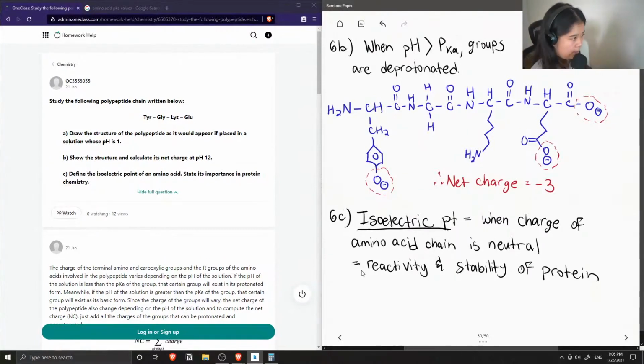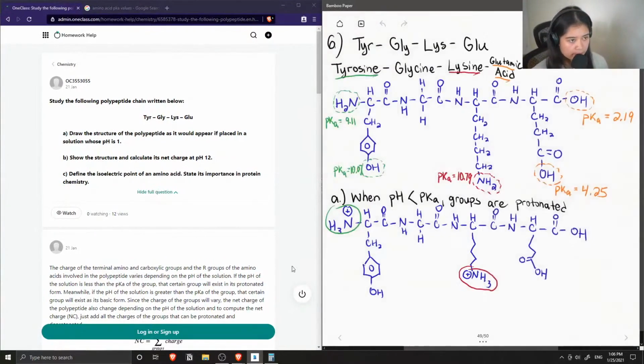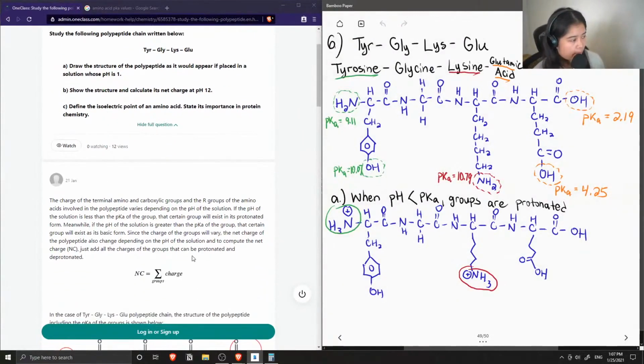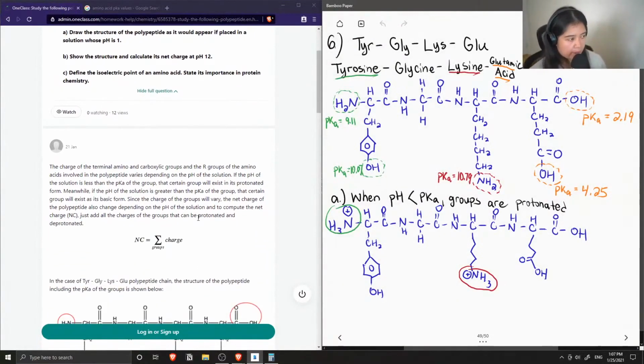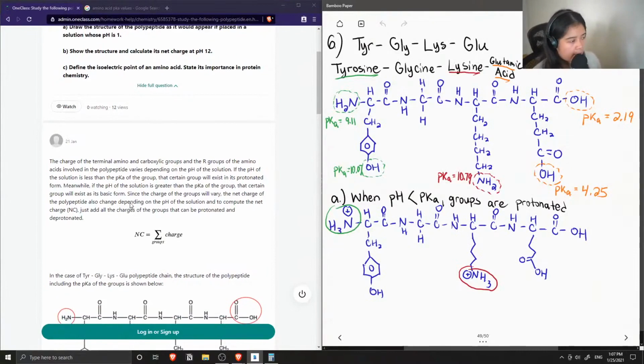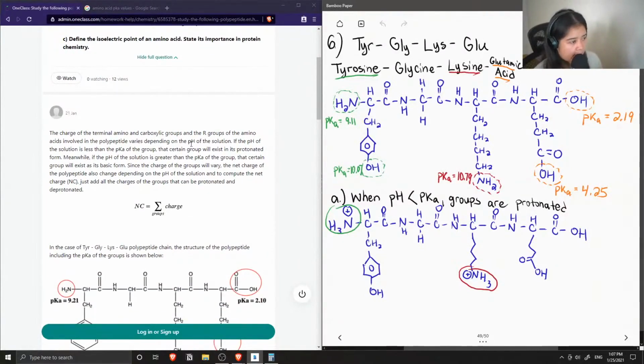Okay, so that was all of question 6. So let's see what the junior tutor said. The charge of the terminal amino and carboxylic groups and the R groups of the amino acids involved in the polypeptide varies depending on the pH of the solution. If the pH of the solution is less than the pKa of the group, that certain group will exist in its protonated form. Meanwhile, if the pH of the solution is greater than the pKa of the group, that certain group will exist as its basic form.